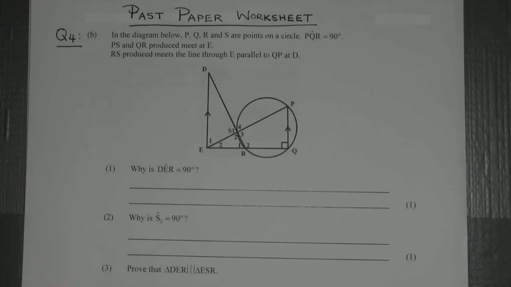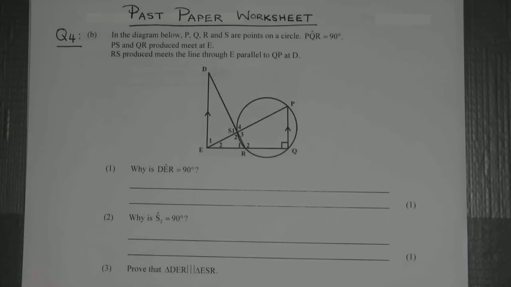PS and QR produced meet at E. The word produced means it's a straight line. So you can use exterior angles of a cyclic quad, you can use angles in a straight line, you can use all of that because produced means it's a straight line. And then it says RS produced meets the line through E parallel to QP at D. It's a very cumbersome way of telling you the lines are parallel, but luckily that's also been indicated on the diagram.